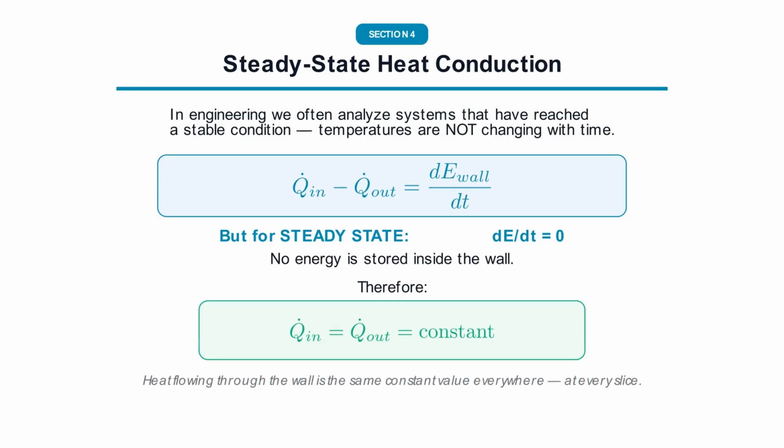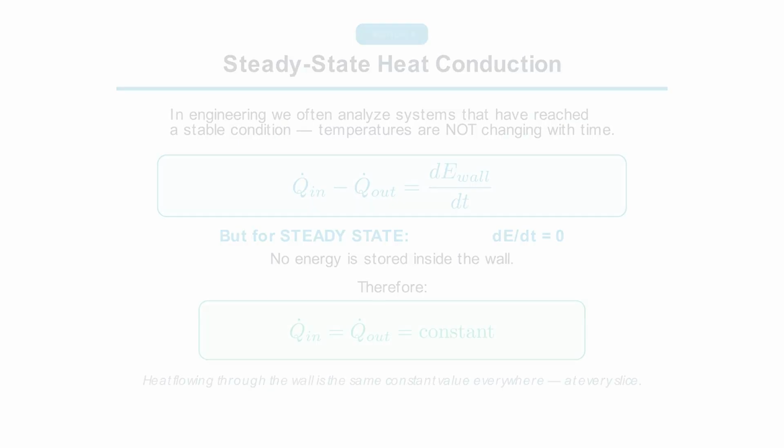But here's the key insight for steady state. dE wall dt equals 0, because there's no change in temperature over time, no energy is being stored. This means Q in equals Q out equals constant. The rate of heat flowing through the wall is exactly the same everywhere, a constant value. This is why steady-state problems are so much easier to solve.